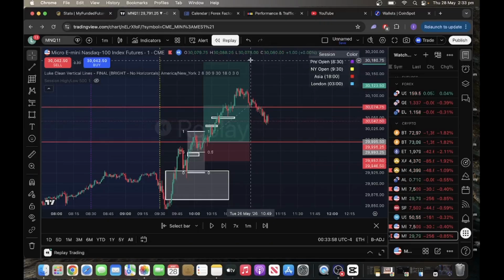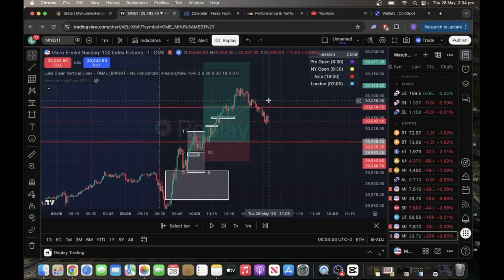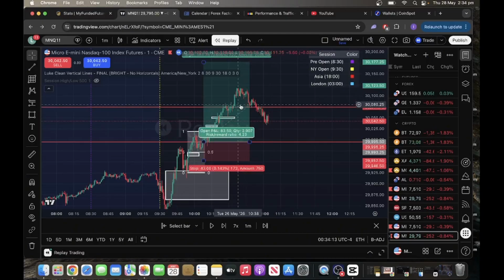So what I did is I marked that out. That was these, and I put it there. And directly in the middle is where I put my take profit. So it was somewhere around here. I took my take profit. And then once I took that take profit, I raised my stop loss to where this red line is.